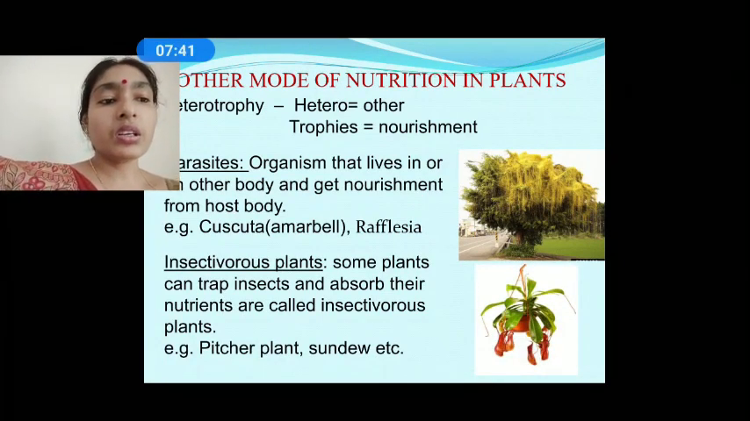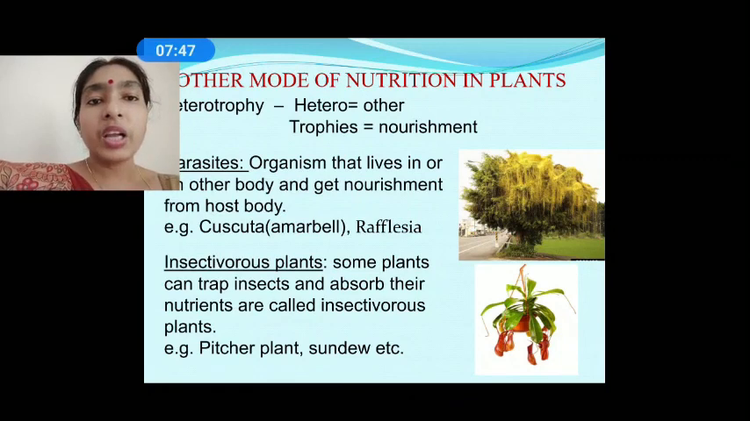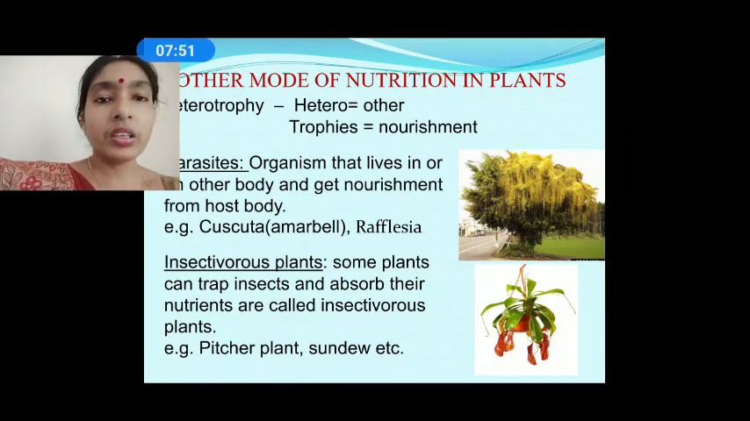So here you can observe pitcher plants. Their leaf grows as a pitcher. The insect goes inside the pitcher and gets tangled, and from the plant some juice, enzyme, comes out and digests this insect, and they get the nutrition from this. Okay, that way they get nutrition from the insect. That's why they are called insectivorous plants.